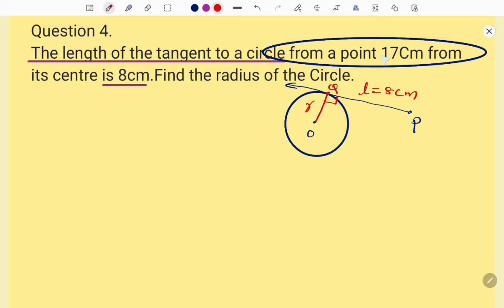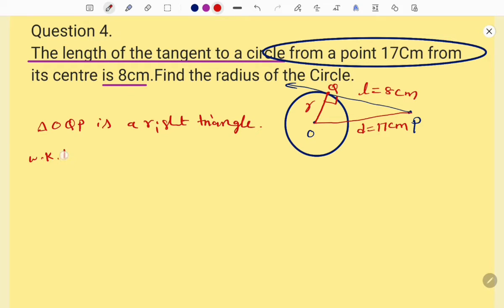And from a point 17 centimeters from the center. So from the center you can take this point, distance is equal to 17 centimeters. Okay. So here triangle OQP is a right triangle. So we know that from the Pythagoras theorem, hypotenuse square is equal to side square plus another side square.